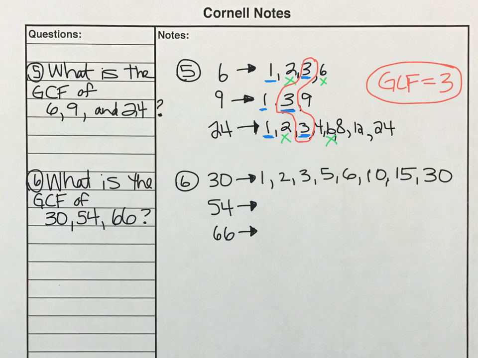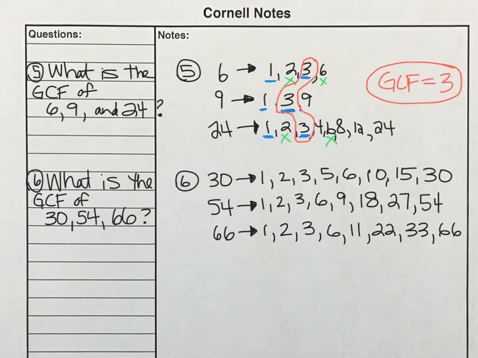The factors are 1, 2, 3, 5, 6, 10, 15, and 30. Now find the factors of 54. The factors of 54 are 1, 2, 3, 6, 9, 18, 27, and 54. Now find the factors of 66. The factors of 66 are 1, 2, 3, 6, 11, 22, 33, and 66.